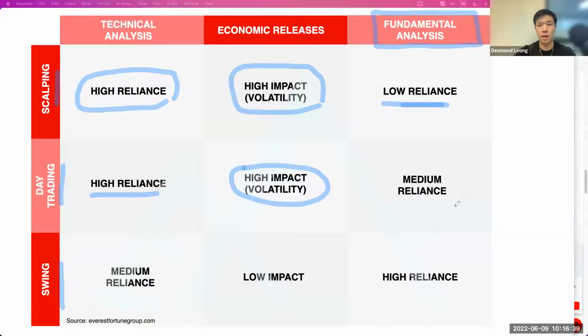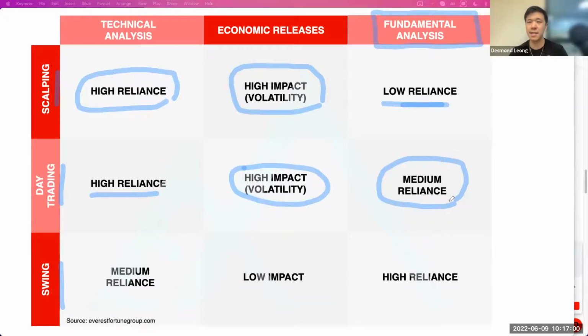And you do have a little bit of a reliance. You have a medium reliance on fundamental analysis. That means it's kind of important to know what is going to happen for the day, right? And it's not that strong.